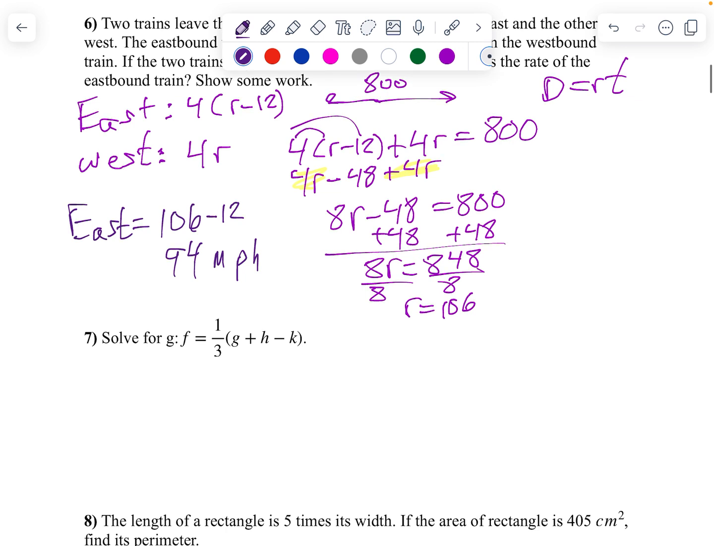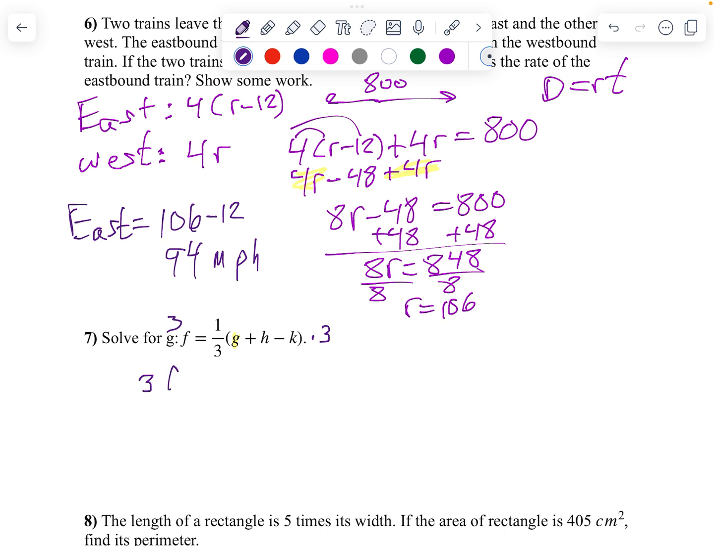Now let's take a look at question 7. I want you to get G by itself. So to get G by itself, I want to get rid of everything that isn't G. So let's get rid of the fraction on the outside first. The inverse operation of divided by 3, I'm going to multiply both sides by 3. Remember, when you're solving for a variable, you're not really solving, you're just rearranging.